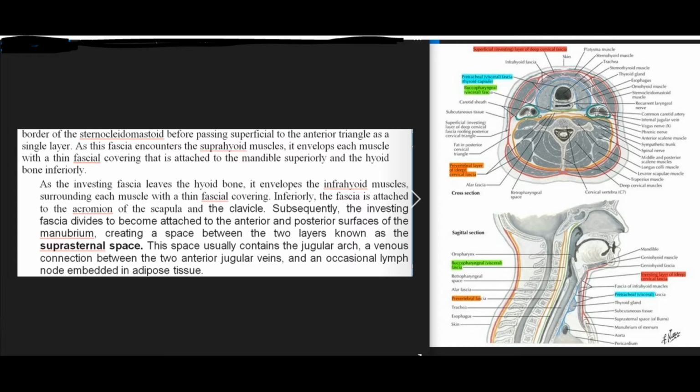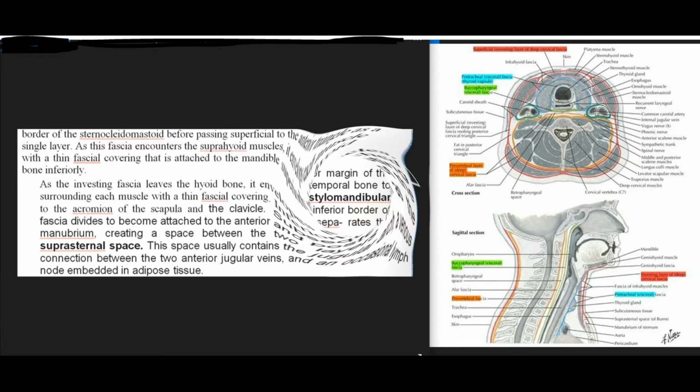As the investing fascia leaves the hyoid bone, it envelops the infrahyoid muscles, surrounding each muscle with a thin fascial covering. Inferiorly, the fascia is attached to the acromion of the scapula and the clavicle. Subsequently, the investing fascia divides to become attached to the anterior and posterior surfaces of the manubrium, creating a space between the two layers known as the suprasternal space. This space usually contains the jugular arch, a venous connection between the two anterior jugular veins, and an occasional lymph node embedded in adipose tissue.